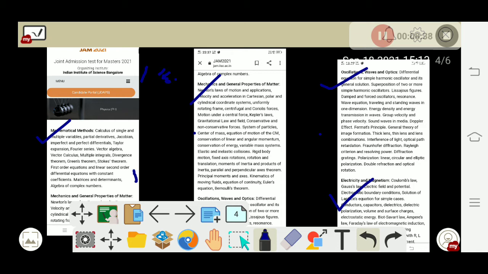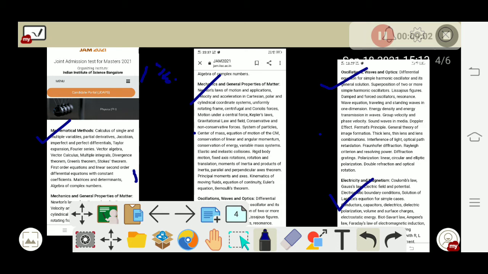Interference, optical path retardation. Optical path retardation is important. There will be some interference pattern. They will just give you the value of the refractive index and you have to proceed. They will just insert a bar with a given refractive index. You just need to find the shift of the central fringe and all. We're going to cover that.